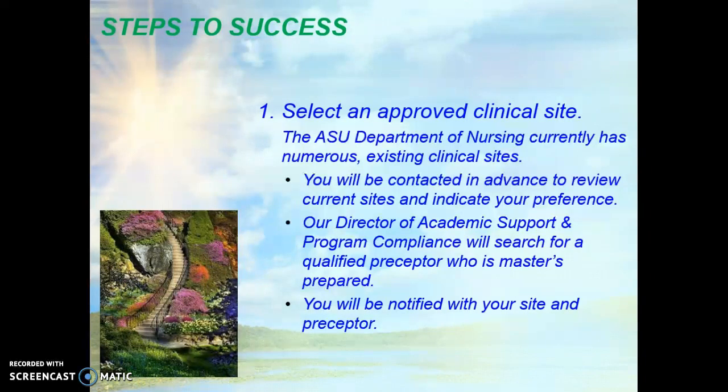And it's important to note that if we need to do a new contract with a new partner for you specifically, sometimes those contracts may take a couple months between the two agencies to hammer out. So getting that information back very quickly to our Director of Academic Support and Program Compliance is very important. And that position is the one who is responsible for searching for and finding a qualified preceptor who is master's prepared in the agency or in a site that fits your needs.